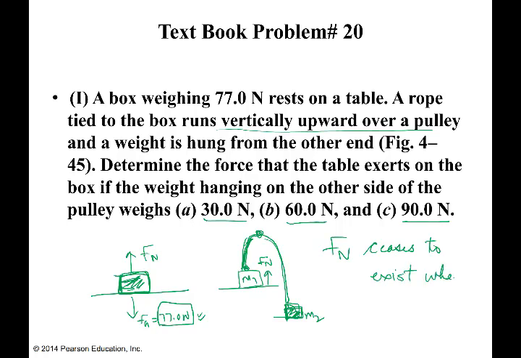when an object loses contact with a surface. If the object is not touching the surface, if it's in air, it will not have Fn anymore. So keeping that cue in mind, let's go ahead and solve this one.